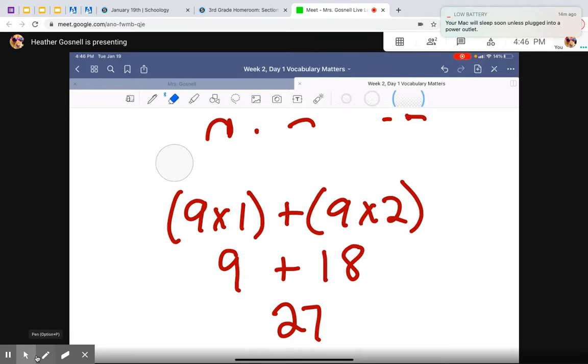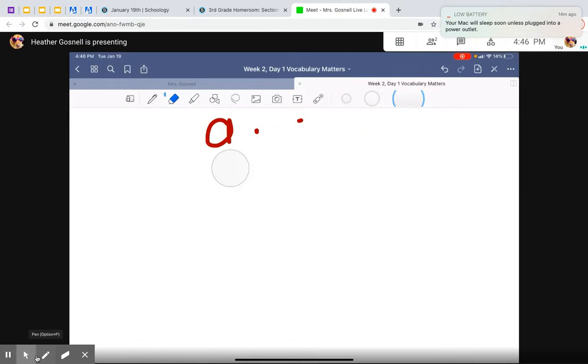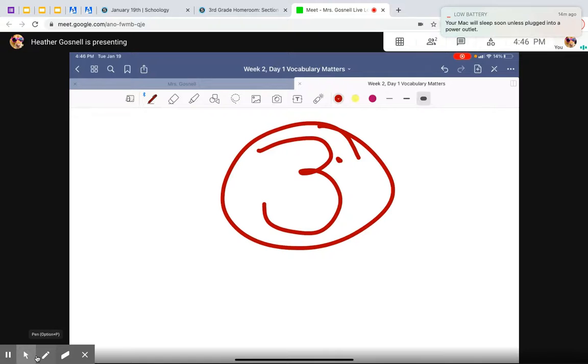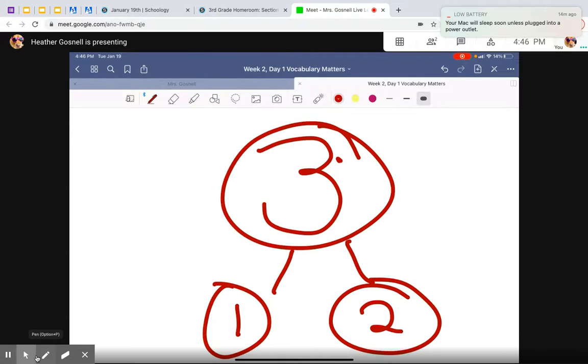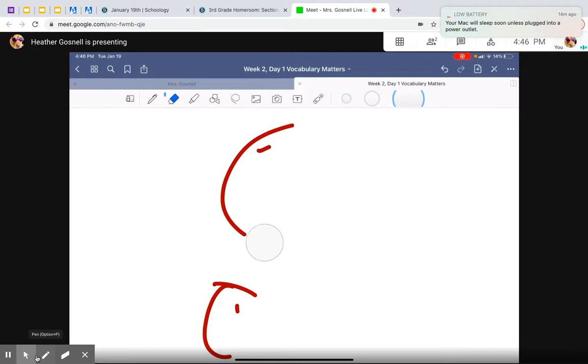So, in conclusion, whenever we see 3 as a factor, we can decompose that and look at it as a 1 and a 2. You're going to practice some 3 facts today, and I want you to think about this concept as you solve for those 3 facts. I'm also going to give you an exit ticket where you are going to have an array with 3 as a factor, and you are going to split it using distributive property. I will see you tomorrow.